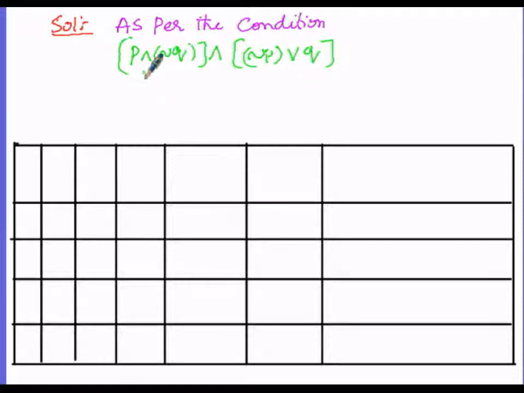In order to prove that this compound statement is a contradiction, we have to show that the truth values in the last column are false. Each and every truth value in the last column must be false. Then and only then will the compound statement be a contradiction. Now this is the truth table. In our truth table, we are going to consider the two statements P as well as Q. The first statement has P, the second statement has Q.